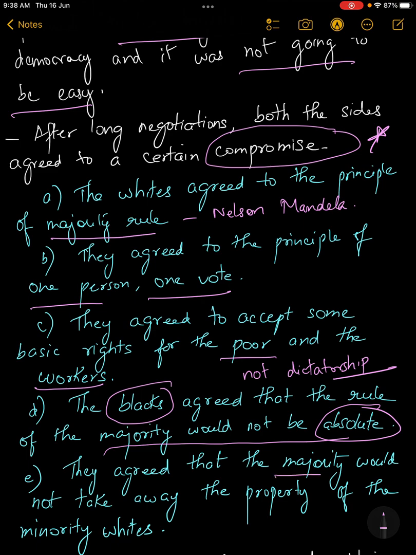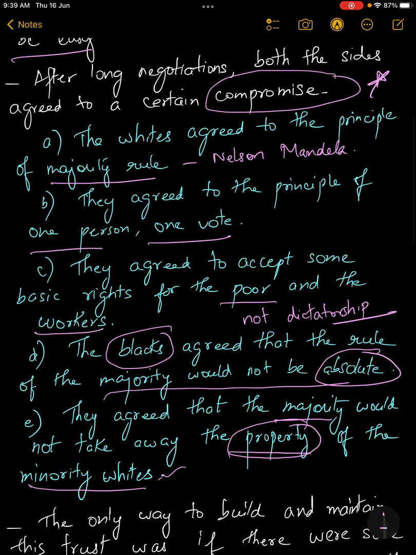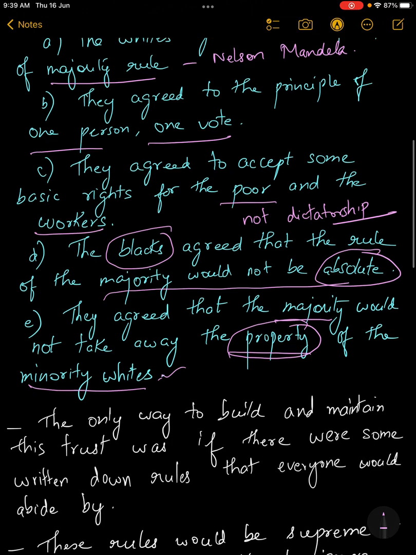They had also agreed that the majority, that is the blacks, will not take away the property of the minority whites. See, this happened in many nations, right? The moment the majority came to power, they started committing the same atrocities that the other party had committed on them. But the blacks promised over here that they will not take away the property, houses, industries, whatever the whites owned, right? So this is a very fair compromise to arrive at, right? So you see, there are a couple of compromises, a couple of discussions happening, and through a peaceful and democratic way, people are agreeing upon certain compromises, right?